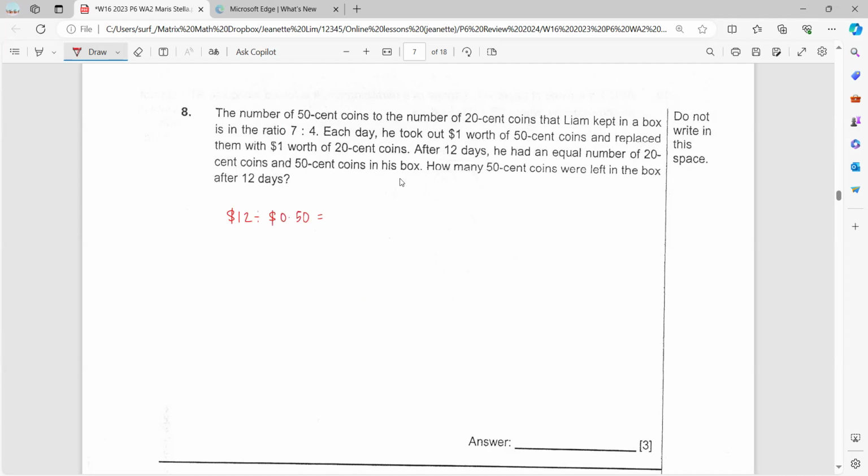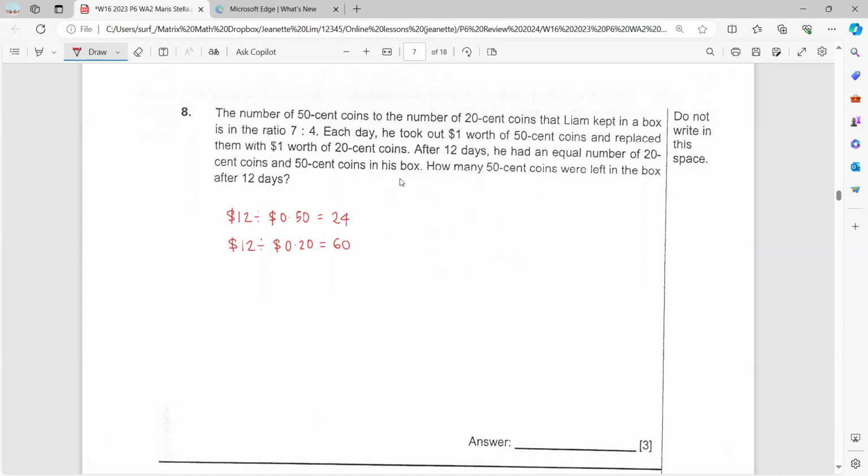I want to focus on the quantity of coins, okay? The number of coins. So with this, I have 24. This is the 50-cent coins. And with the 20-cent coins, he has actually added in 60 20-cent coins.